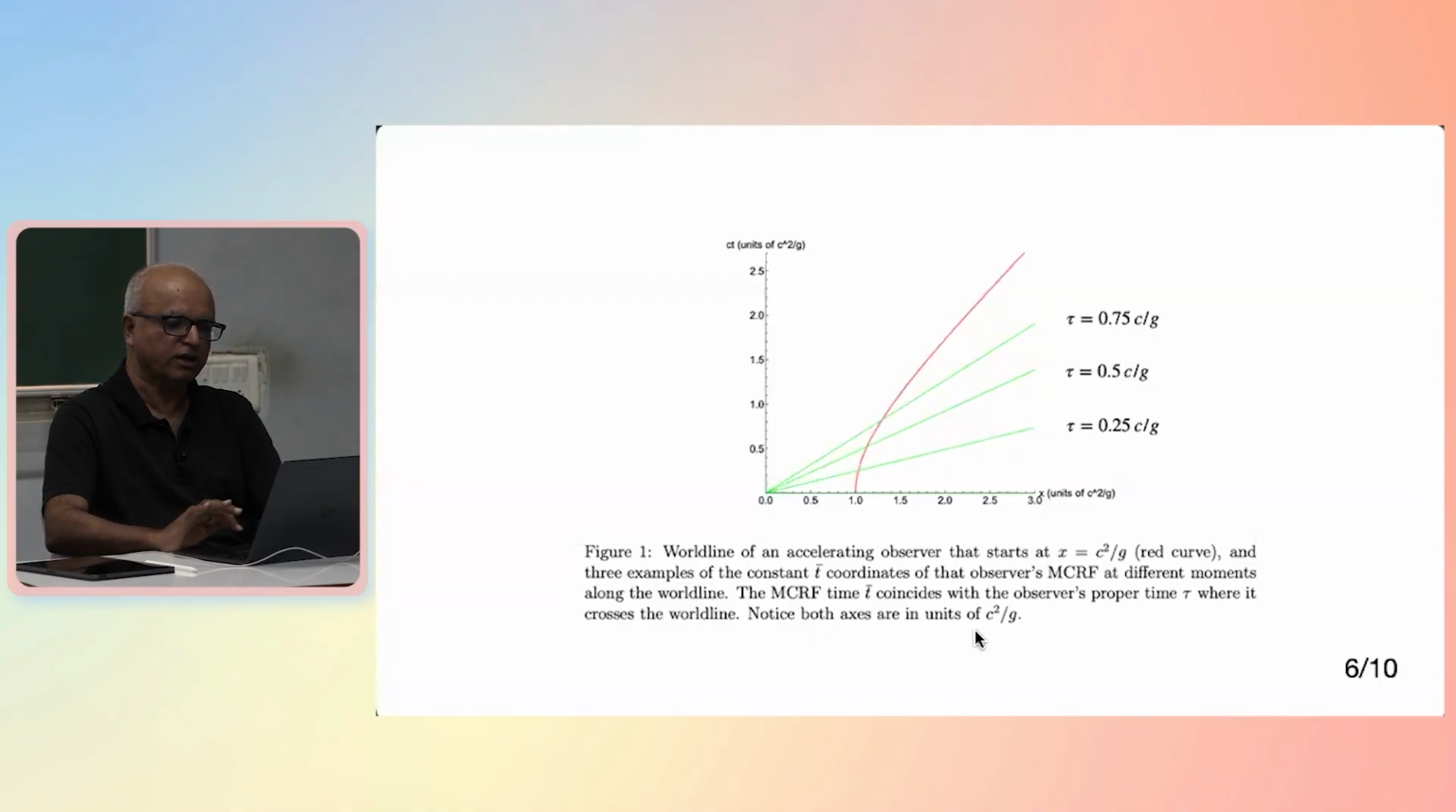Notice both axes are in units of c square by g. The main thing I just wanted to show you is this plot as compared to s equals half g t square in the Newtonian case. Any questions?